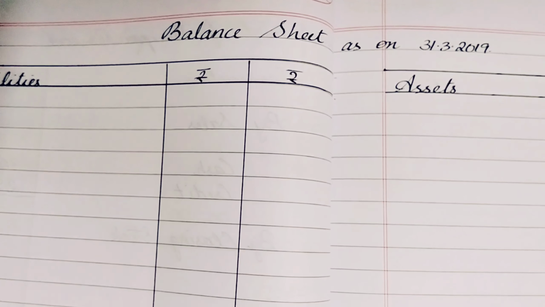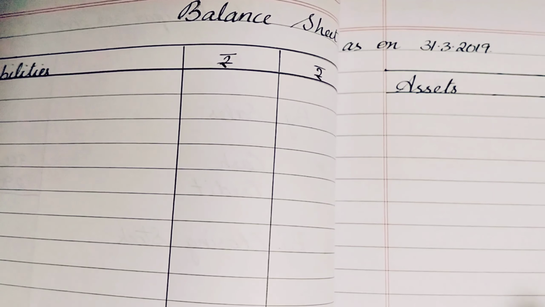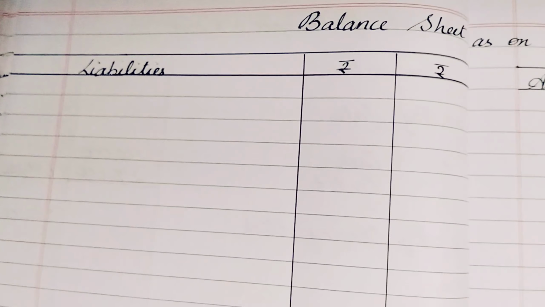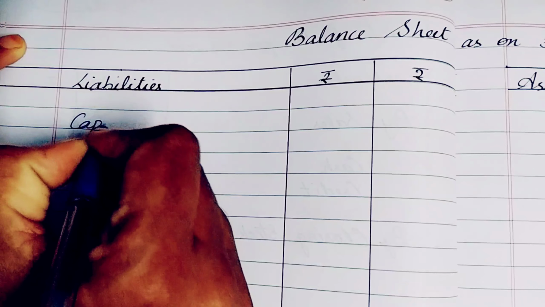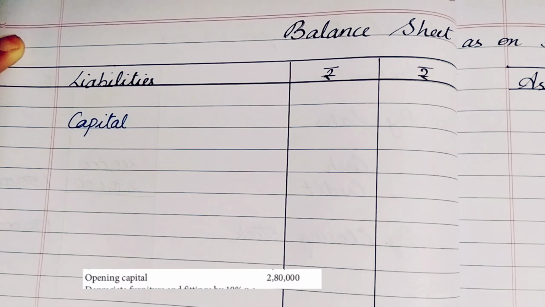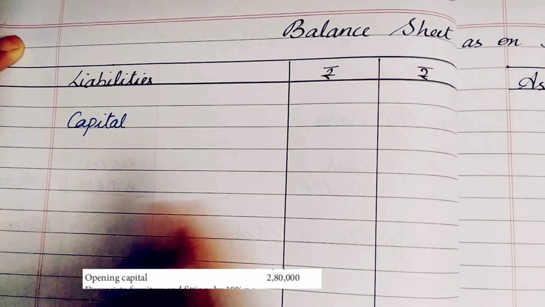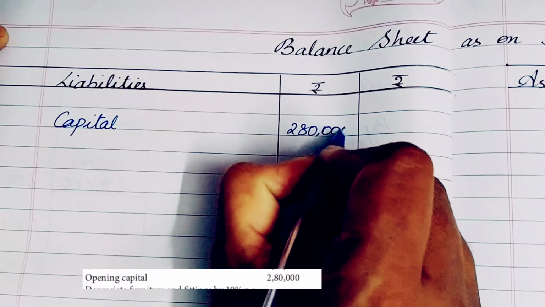Now the balance sheet as on 31/3/2019 is ready with the liabilities and the asset side. So first let's start with the liabilities side. The first item to be recorded on the liability is always going to be the capital. So the capital value can be taken from the additional information given there. Opening capital 2,80,000. So write it in the inner column.